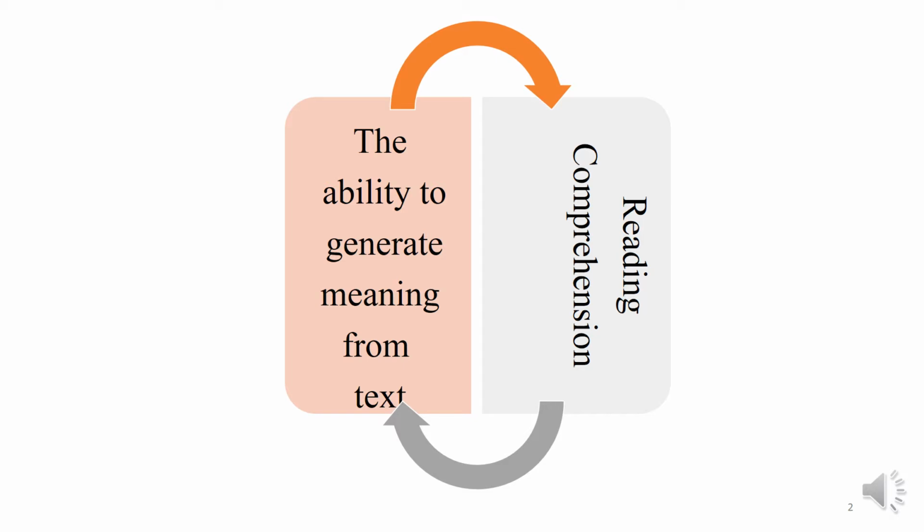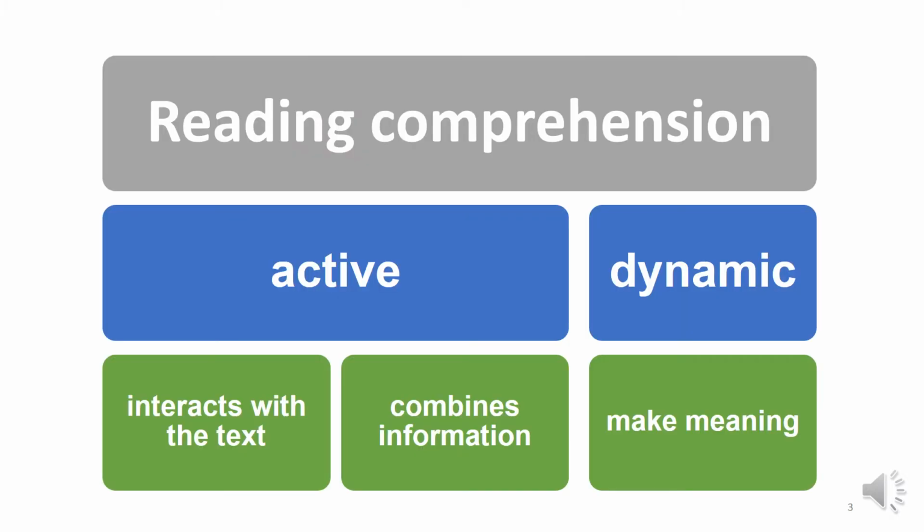What do we mean by reading comprehension? Reading comprehension is the ability to successfully generate meaning from text. Reading comprehension is a very active, dynamic process in which the reader is actively involved in comprehending the meaning of the message, interacts with the text, and combines information from the text with other sources of knowledge in order to make meaning.